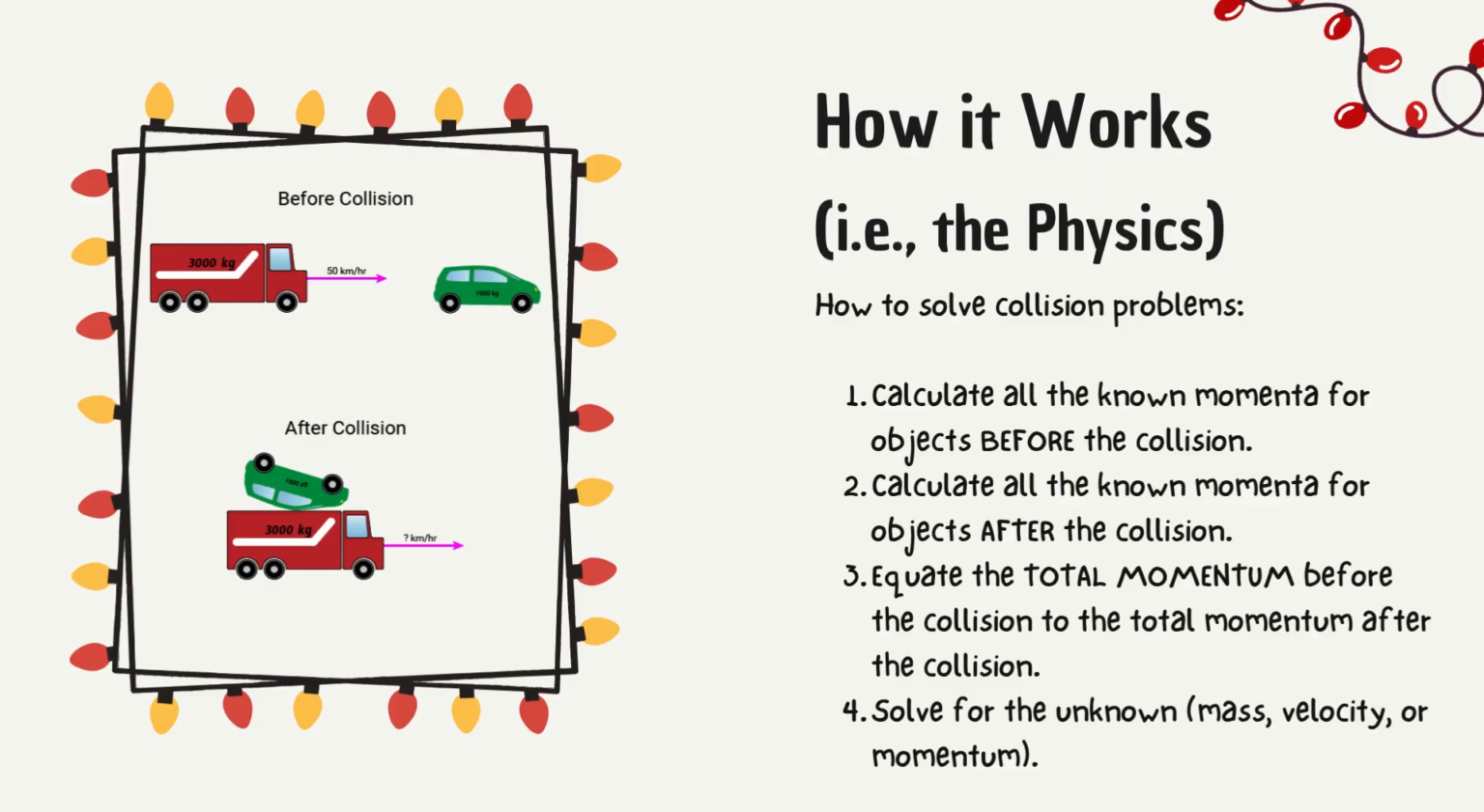How do you solve these collision problems? We're going to take a four-step approach. We're going to first calculate all the known momentum for the objects before the collision. Then we're going to calculate all the known momentum for the objects after the collision. Then we're going to equate the total momentum before the collision to the total momentum after the collision. And then we're going to solve for whatever we have as an unknown.